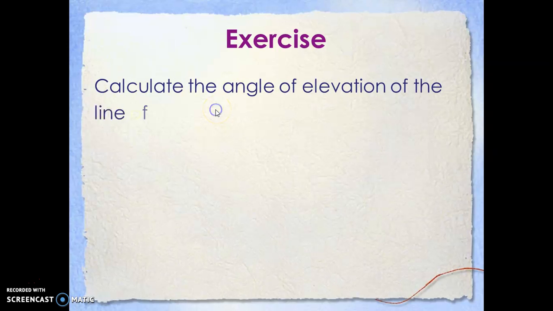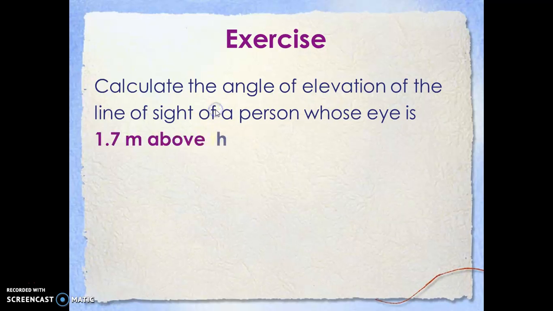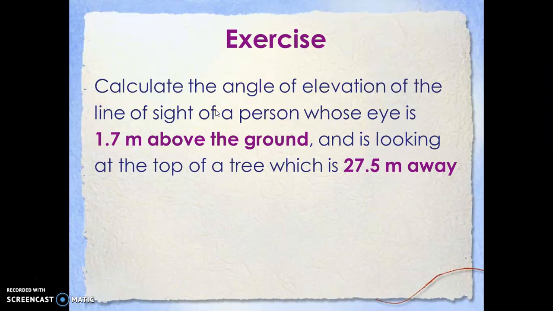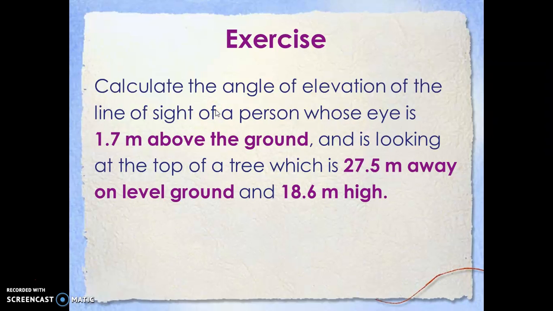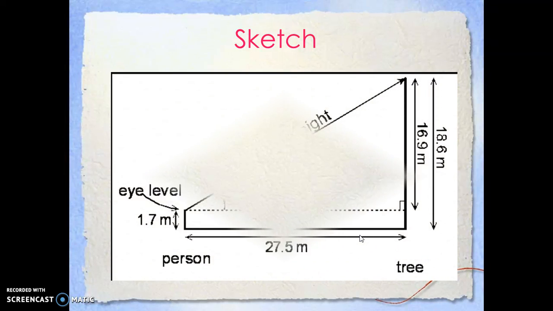another example. Calculate the angle of elevation of the line of sight of a person whose eye is 1.7 meters above the ground and is looking at the top of a tree which is 27.5 meters away on level ground and 18.6 meters high. So you have to copy first the problem before proceeding to the solution on the next video. Okay, you have to sketch.